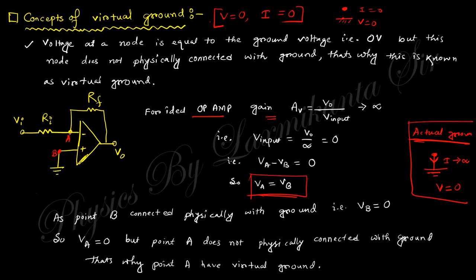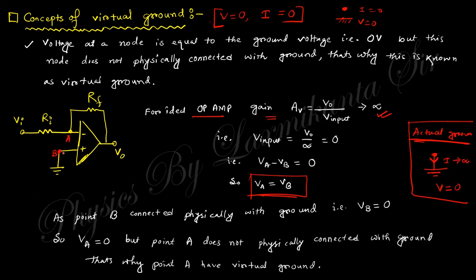The A point is not connected with ground physically, but its voltage becomes 0 due to this operational amplifier. Due to this op amp, this voltage becomes 0 because the internal resistance is infinite. So this must be the same. This voltage must be the same such that these properties are satisfied. That is, the gain must be infinite. If gain is infinite, the input voltage must be 0 because output by infinite becomes 0. So V input is nothing but VA minus VB. Since VB is 0, VA is also 0. VB is physically connected to ground. That's why this is physical ground.